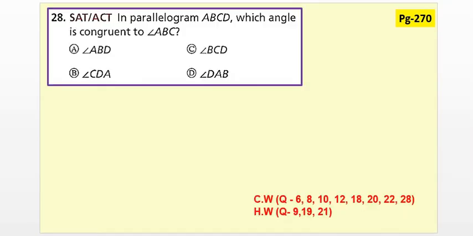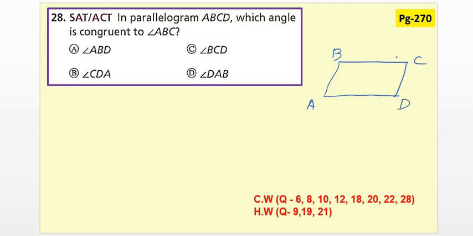So the next question says, in the parallelogram ABCD, which angle is congruent to angle ABC? For such questions, the best way is to try to draw the parallelogram, or any quadrilateral that they want you to draw. First draw that parallelogram or that quadrilateral. So let it be A, B, C, D. This is how you have to name the quadrilateral.